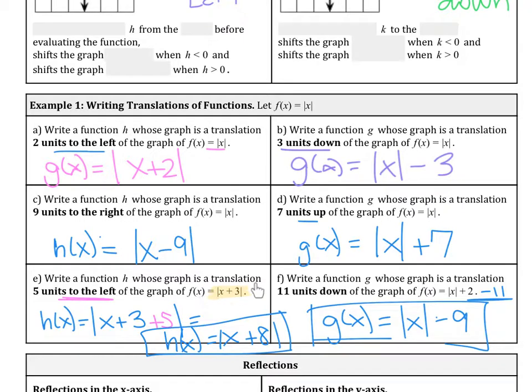Now, letters E and F, we have different functions we're working with. This one, we're working with x plus 3, so we know it's already shifted to the left 3, and now we need to move it 5 more units to the left. So we're adding that 5 into the inside. I have the x plus 3 already in there, then I add 5 more units to the left. Add that together and we get absolute value of x plus 8. And letter F, we're moving 11 units down. It's at plus 2, so when we move it 11 units down, plus 2 minus 11, we would get absolute value of x minus 9.